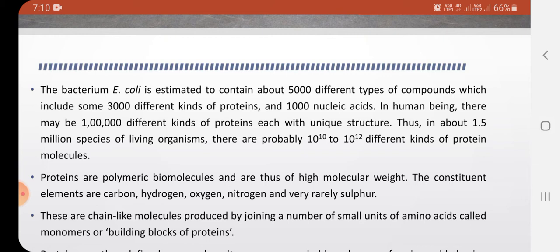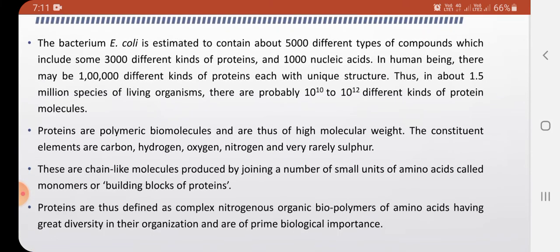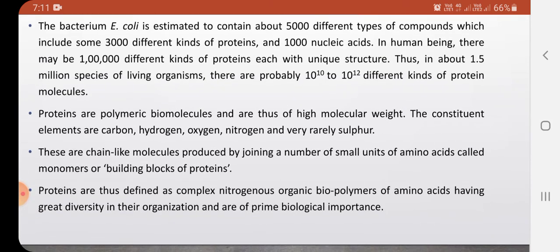Proteins are polymeric biomolecules and are thus of high molecular weight. The constituent elements are carbon, hydrogen, oxygen, nitrogen, and very rarely sulfur. These are chain-like molecules produced by joining a number of small units of amino acids called monomers or building blocks of proteins. On the basis of these introductory points, we can define proteins as complex nitrogenous organic biopolymers of amino acids having great diversity in their organization and are of prime importance in the biological world.